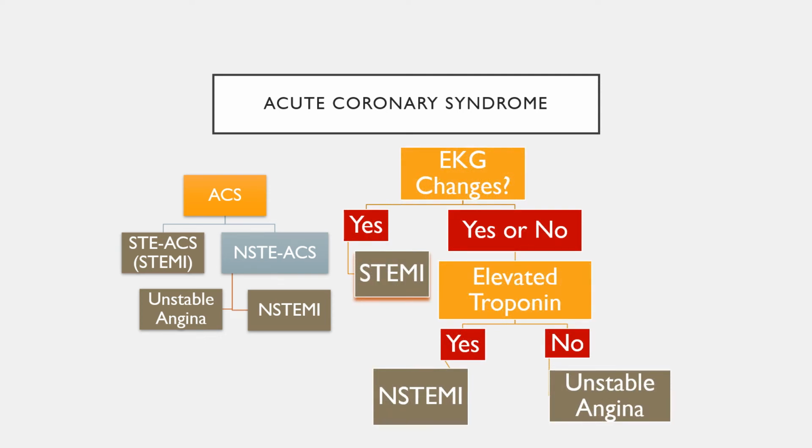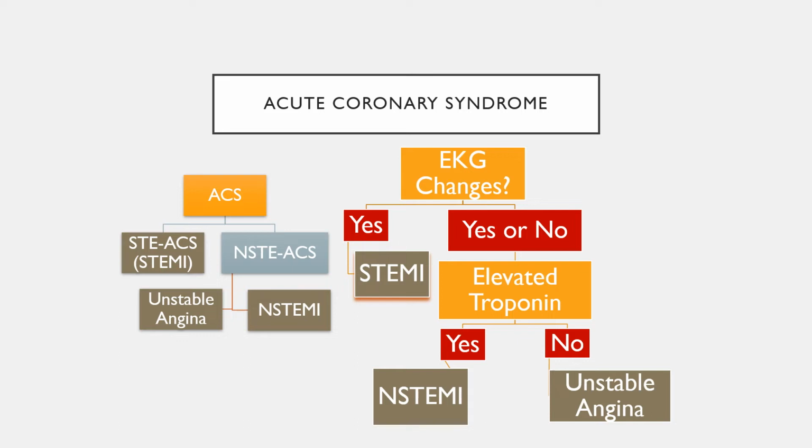NSTEMI and unstable angina can be very difficult to differentiate. Therefore, the treatment is typically the same for both of these diagnoses. NSTEMI and unstable angina are differentiated based on the presence of myocardial necrosis, otherwise known as an elevated troponin. Obviously, NSTEMIs will have an elevated troponin and unstable angina will not.